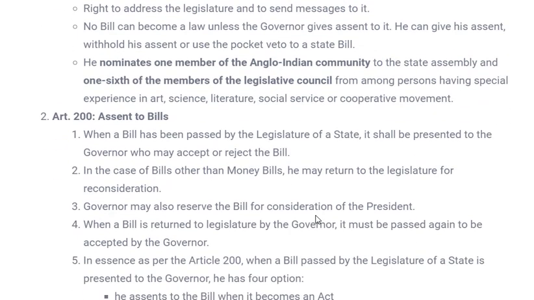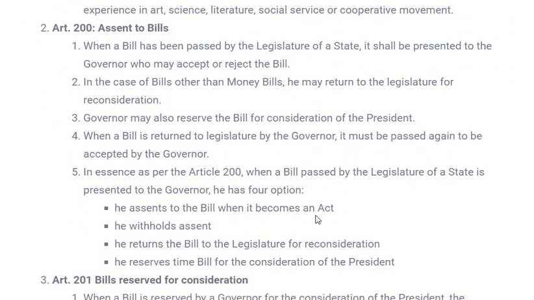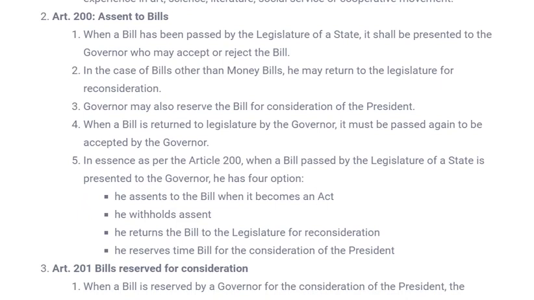Next is Article 200, assent to bill. So now coming to the bill, what kind of powers does he have? Whenever a bill is passed by the legislature of the state, it shall be presented to the governor, who may accept the bill or reject the bill. As I said, if the governor accepts the bill, it becomes an act, and if he rejects the bill, that bill is ended and it cannot be converted to an act.